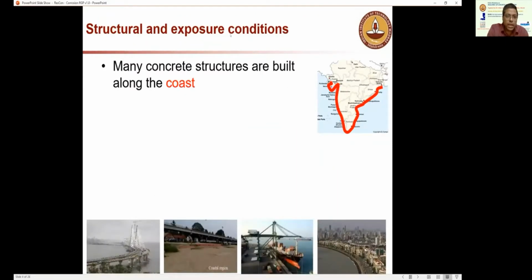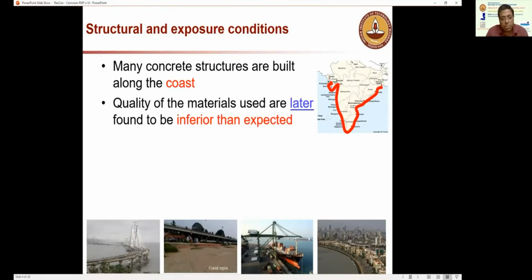The structural and exposure conditions which I am going to talk about today are mainly about coastal structures. We have many structures along the coast. As you can see in the pictures at the bottom, many new bridges are coming up, and also new ports, highways, and a lot of housing or building infrastructure, both commercial and residential. So it's a huge inventory of concrete structures lying on the coast. Even though I'm going to talk about one case study on a bridge, it's applicable to buildings or any of the concrete infrastructure we have along the coast.